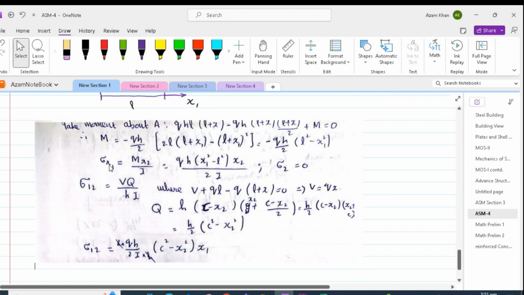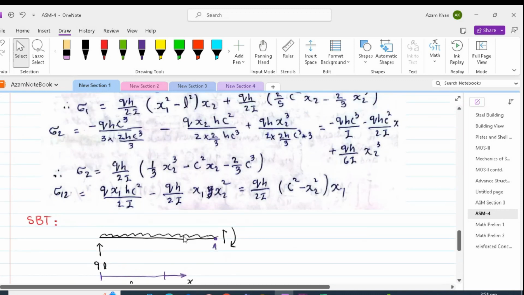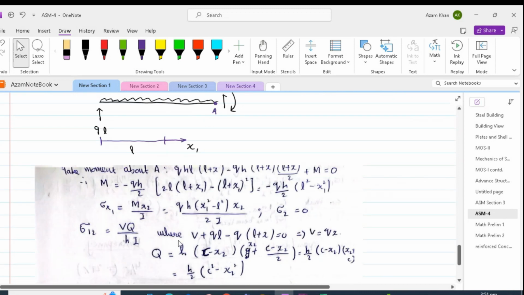Plugging this value in the engineer's beam theory, we will get qh (x1 square minus L square) times x2 divided by 2I. Similarly, we can work out sigma 12 using the well-known shear formula VQ over hI. So from the same figure, we can find out our V, where V plus qL minus q(L plus x) is equal to 0, and we get V equal to qx.